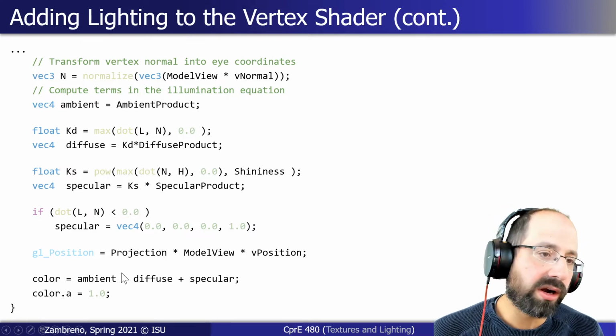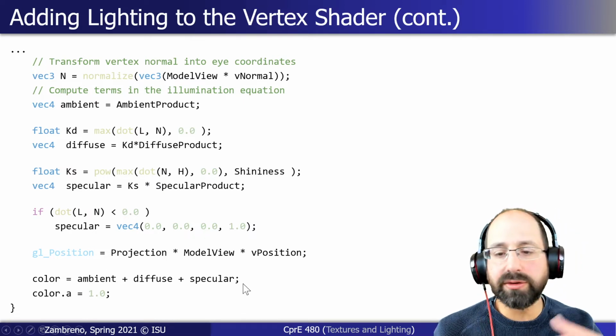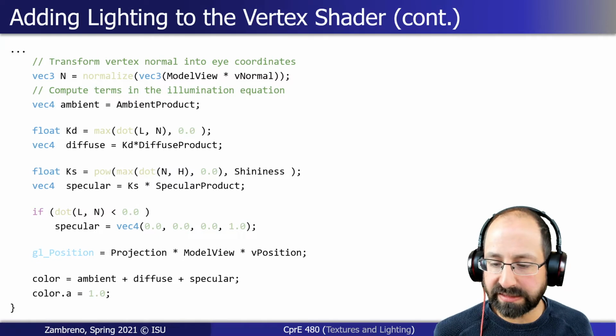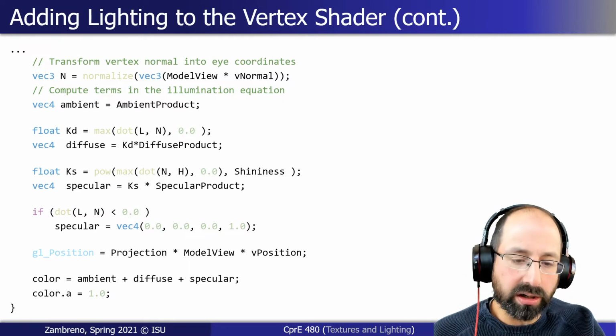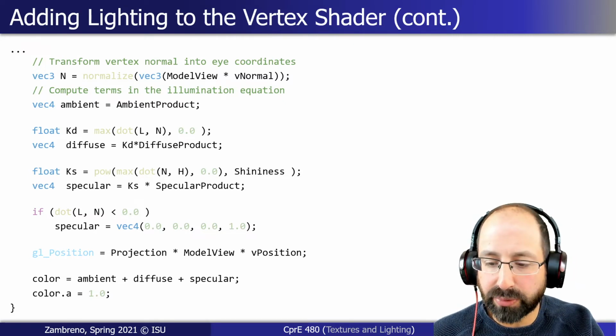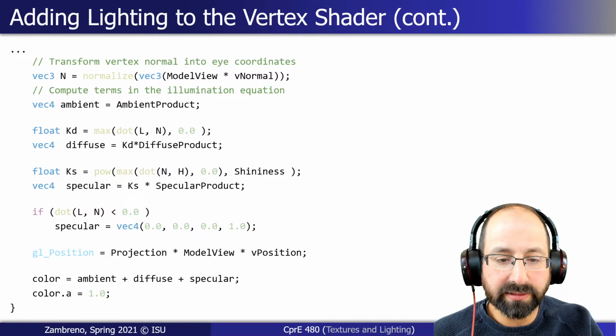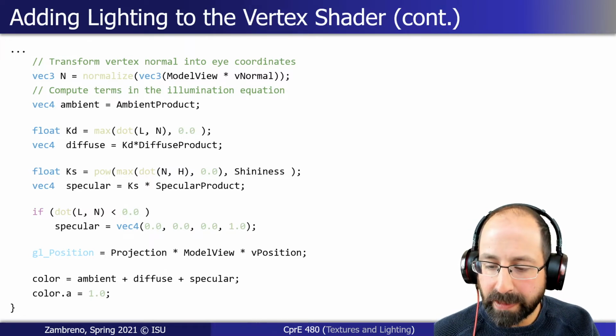And then finally, for our color computation, we're adding those three components together. It's the sum of the ambient, diffuse, and specular colors, and you have the updated transformation, and that's the output of our vertex shader. That would be per vertex lighting in our shader.